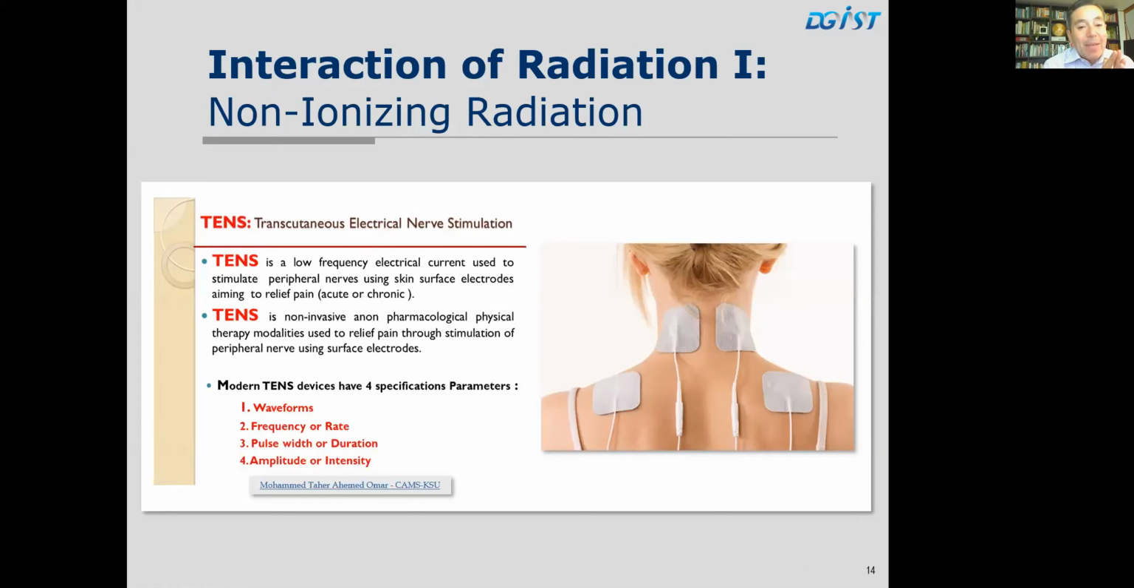So let's give some examples of the interaction of radiation that we use in biology and medicine. One example is the use of non-ionizing radiation in transcutaneous electrical nerve stimulation, essentially a form of radio waves, a low frequency electrical current that stimulates peripheral nerves on the skin using various electrodes. It's a non-invasive way of doing pain management. So you might ask, how does this manage pain? We will talk about it in more detail in a later lecture. This is more just for overview.